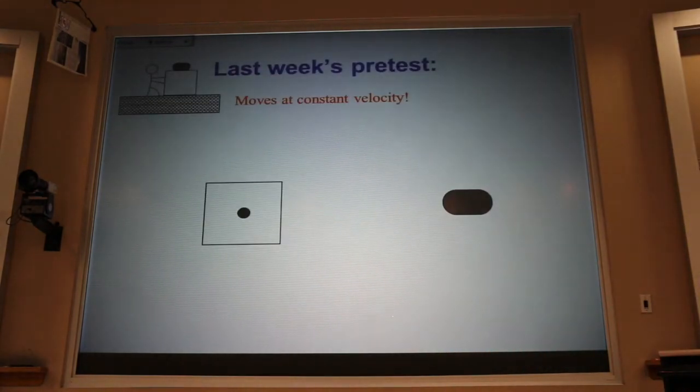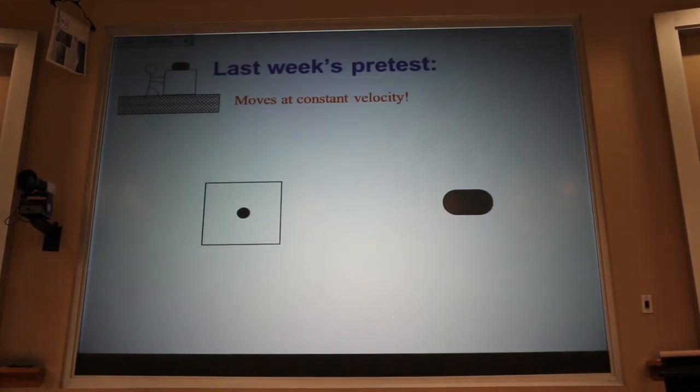Now, last week we had this pretest where you were asked to draw free-body diagrams for a rock and a crate. The rock was riding on top of the crate and everything was being pushed across the floor at constant velocity. Okay, that's the key. Equilibrium. Now, the surfaces are all rough. The floor is rough, the crate is rough, the rock is rough. And so let's draw the free body diagrams.